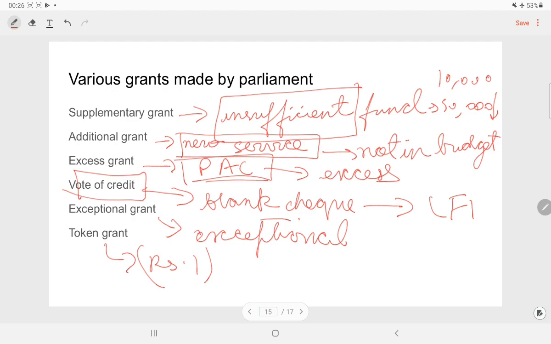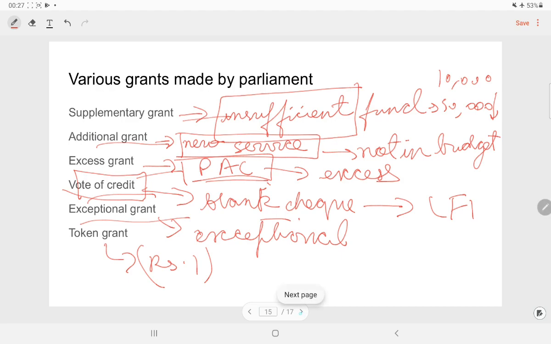So this is the thing with the different kinds of grants. Supplementary grant for insufficient funds, additional grant for new service, excess grant approved by the PAC, Public Accounts Committee, for the excess amount of money the government needs. Vote of credit is basically a blank check taken by the government. Exceptional grant for emergency service, for exceptional service. Token grant, similarly rupees 1 is taken, saying okay, this service is started by the government.